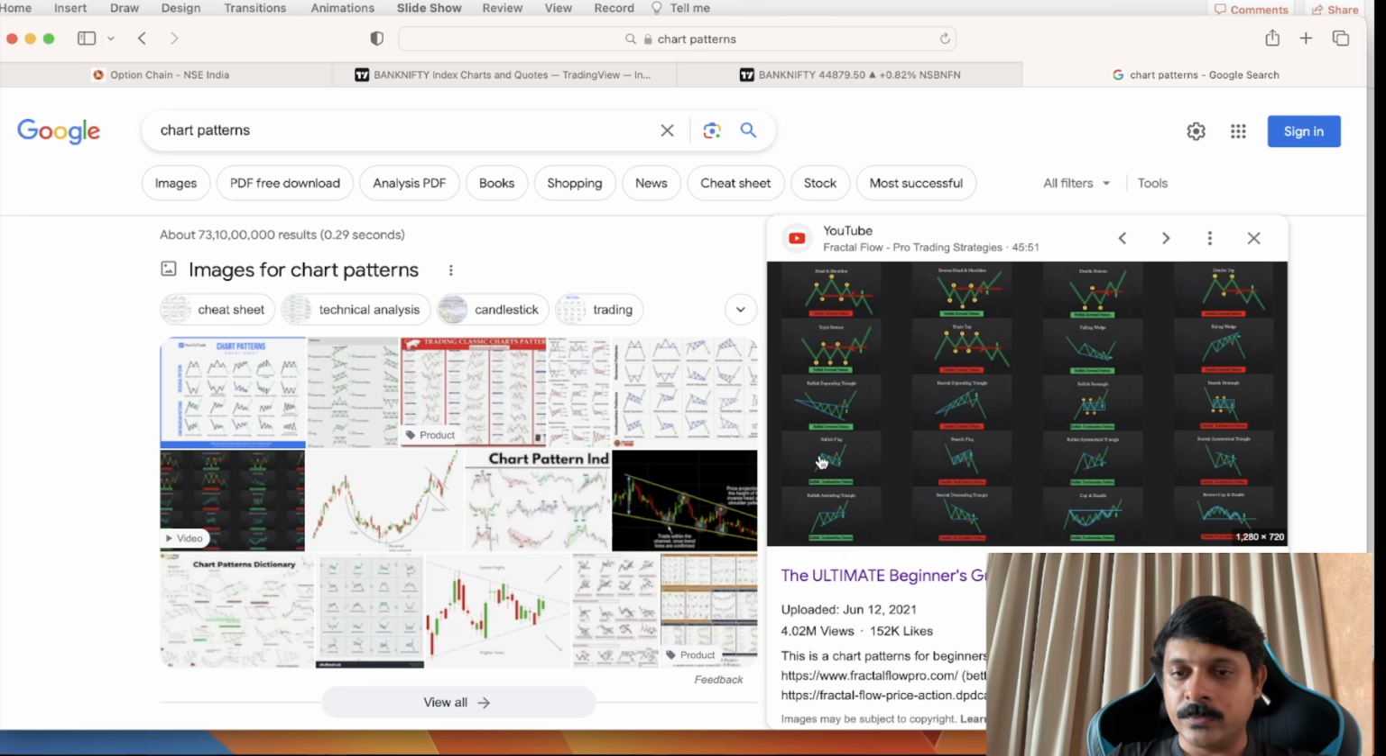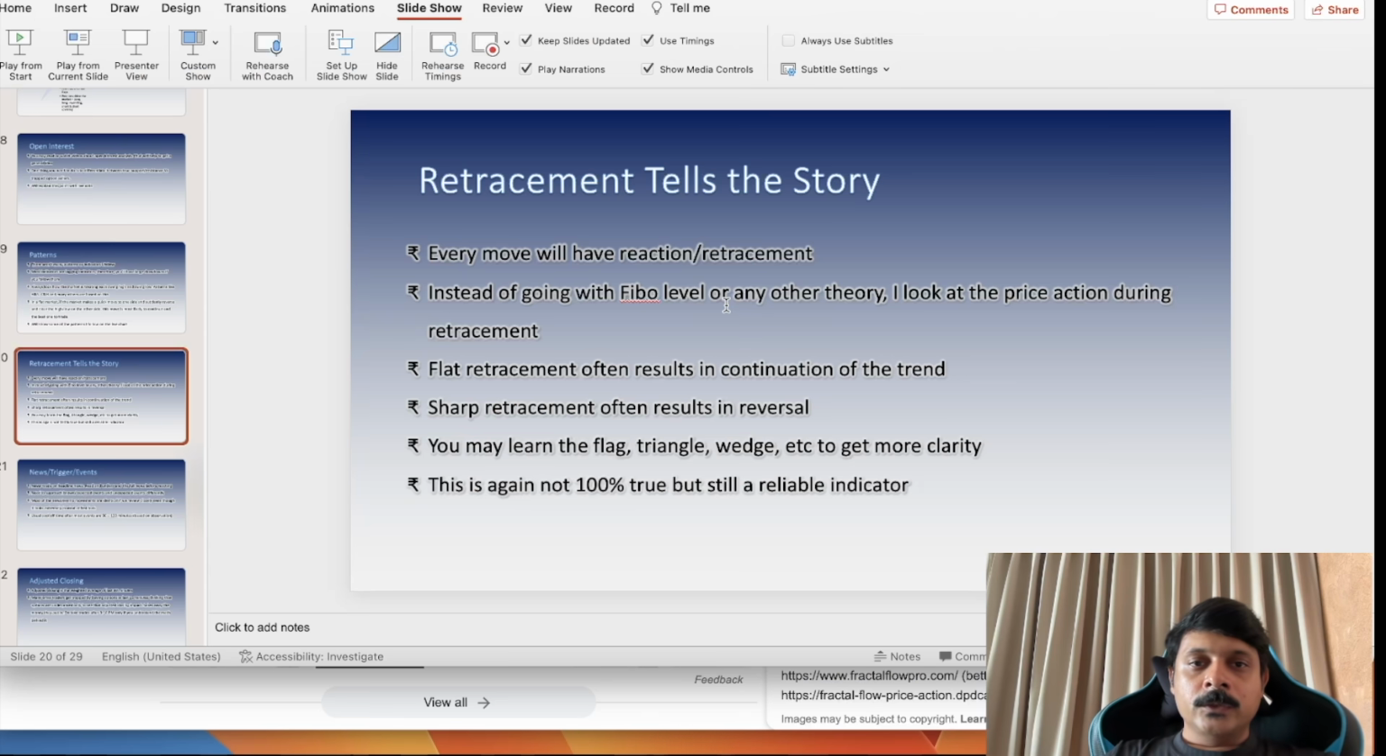See, this one move, then it is a flat reaction and it is a continuation. So these kind of flat reactions or flag and wedge and other stuff, these are continuation patterns, and these kind of sharp ones are mostly reversal ones. So learn more about it, you'll get the idea about it. So that's all about the retracement.